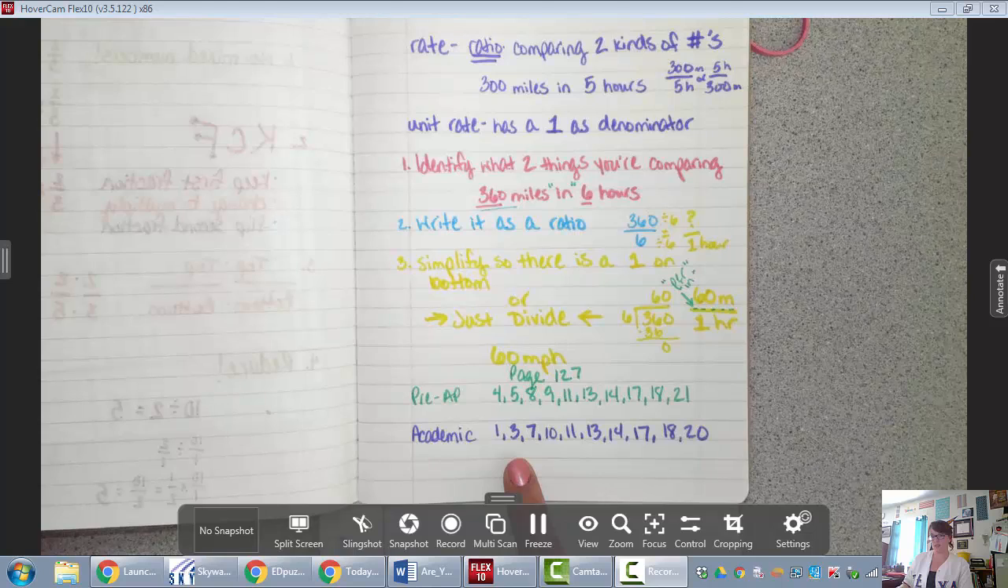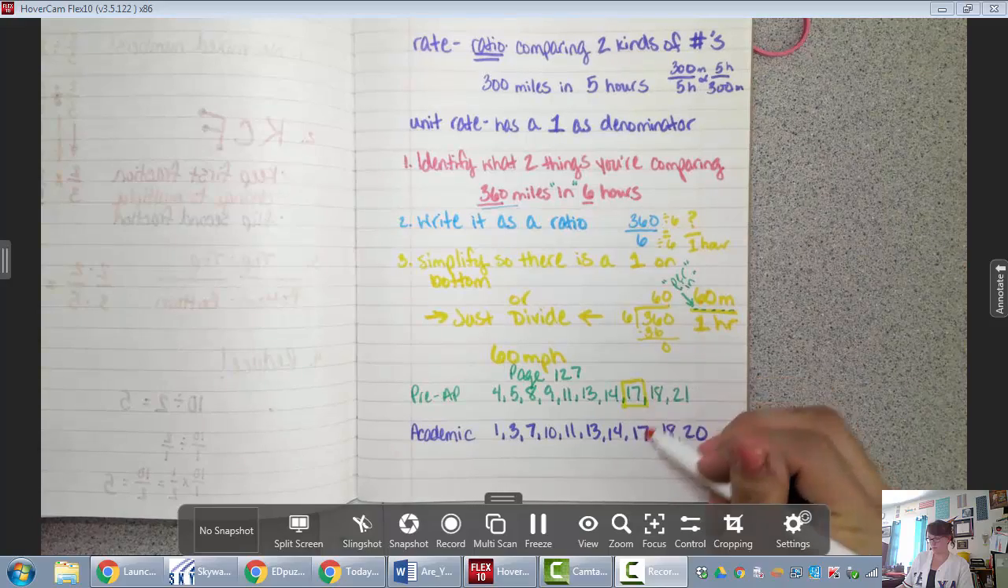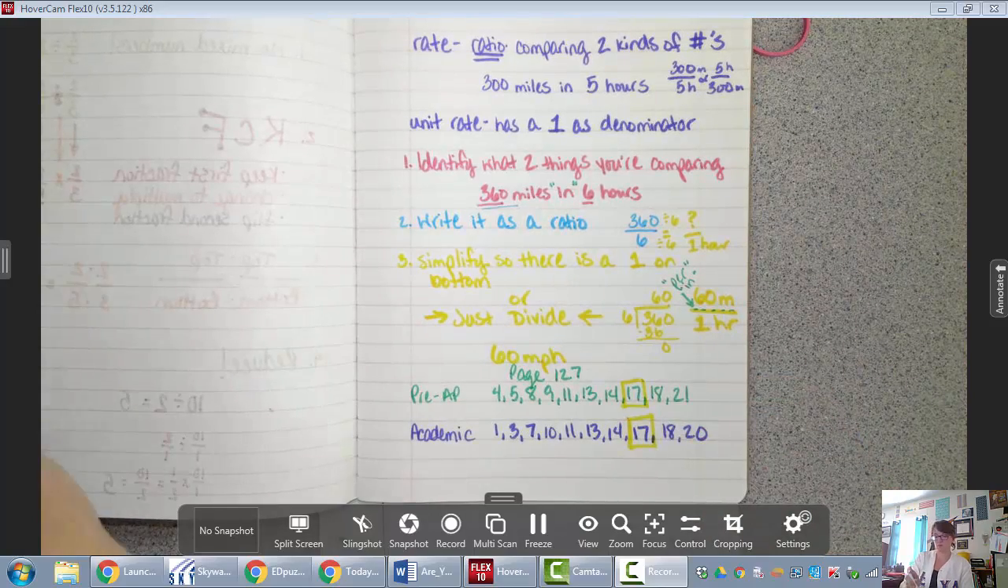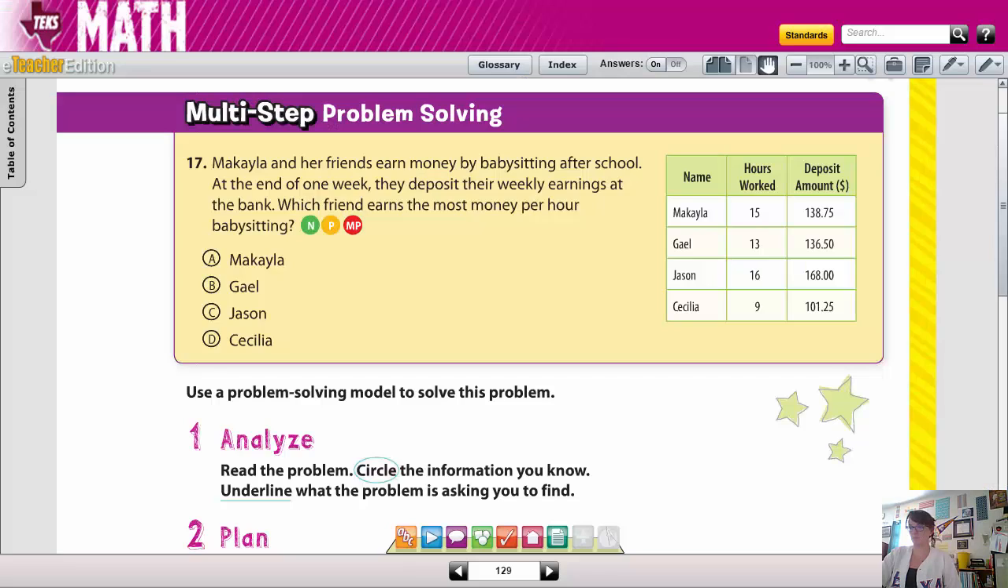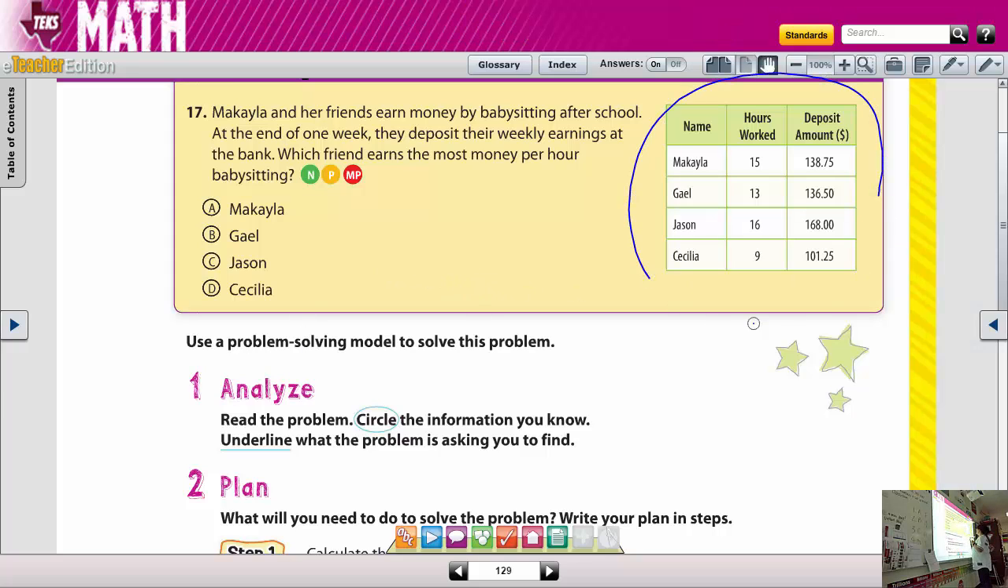Alright, here's your homework. You might want to pause it and write this down. And then get your book out and let's look at question 17. We're going to do question 17 together. Alright. Circle the information that you know. Michaela and her friends earn money babysitting after school. At the end of 1 week, they deposit their weekly earnings at the bank. Which friend earns the most money per hour babysitting? This is what I know.